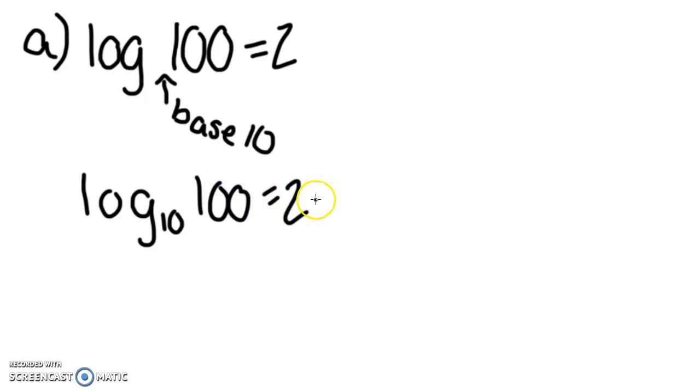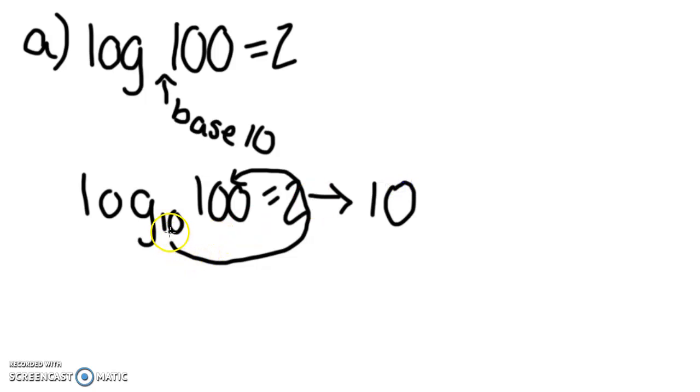To go from there to writing it in exponential form, you would say 10 raised to the power of 2 equals 100. So remember, whatever your base is stays your base for your exponential. Whatever your log is equal to is your exponent. And whatever was inside your log becomes whatever your exponential function is equal to. So does 10 squared equal 100? Yes, it sure does. And then you can go ahead and move on.